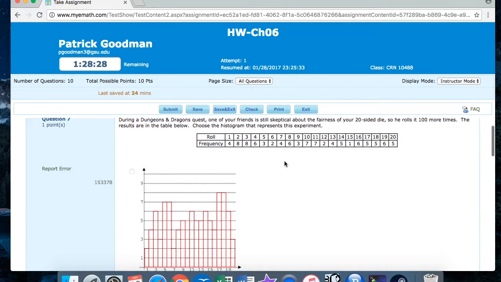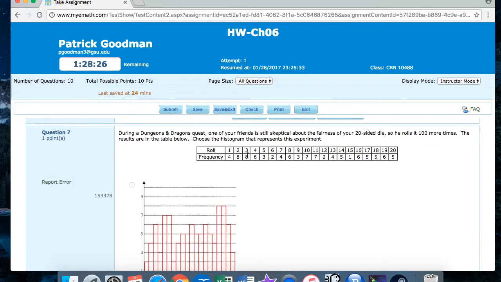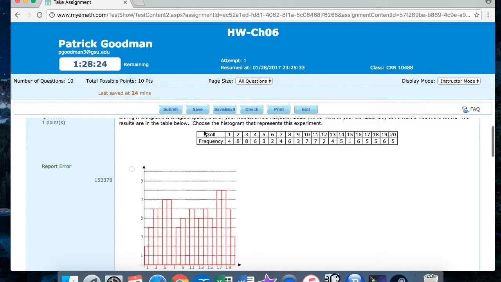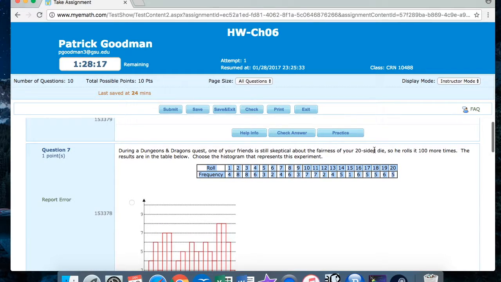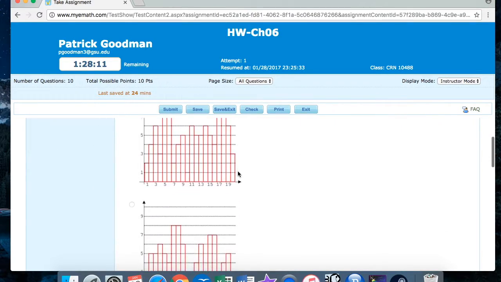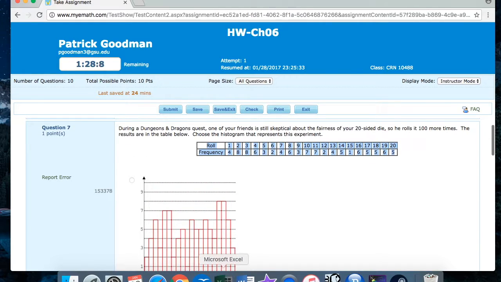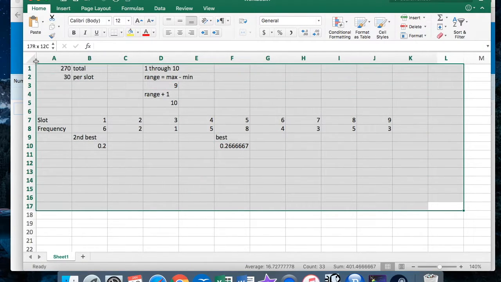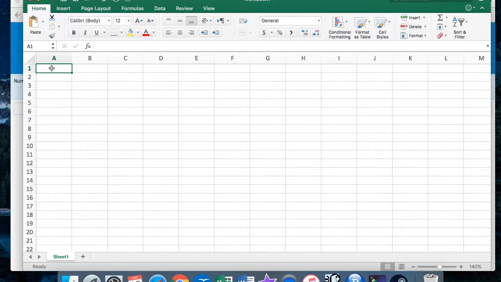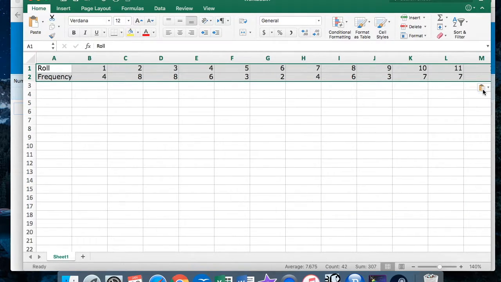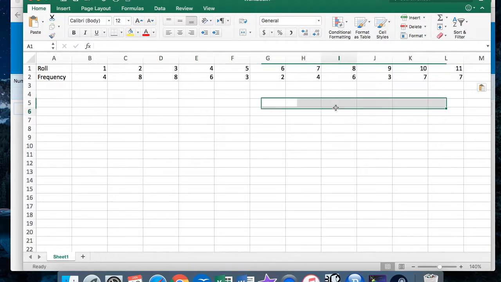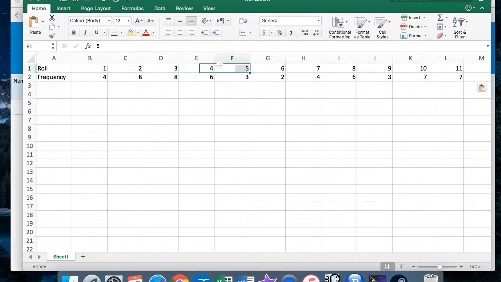Okay, yet another Dungeons and Dragons game. This one right here is a little simpler. All we want to do is roll it 100 times and choose the histogram that represents this experiment. So here are all the different histograms. All we really need to do is throw it into Excel. Let's throw our little guy here. Okay, and then simply just make a histogram.